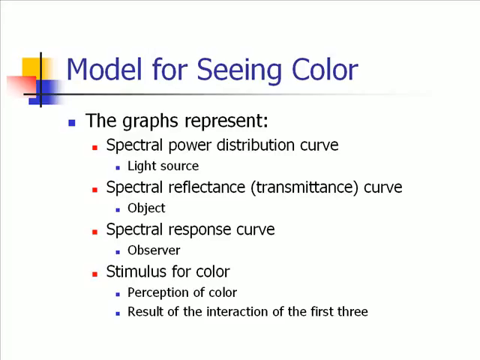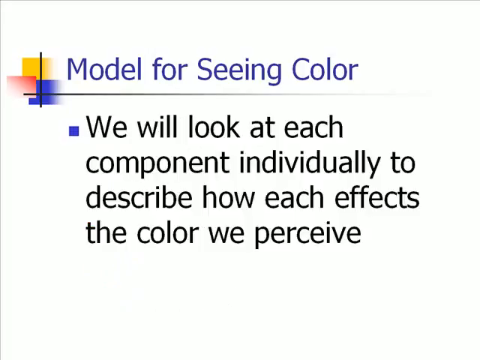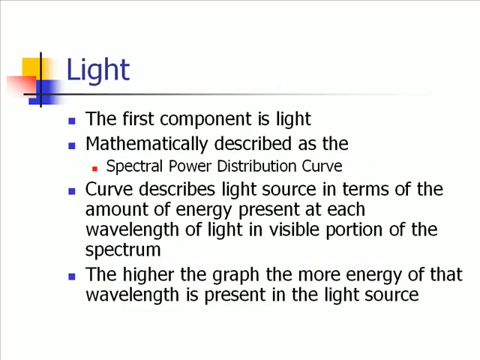We'll look at each component individually to describe how each affects the color we perceive. Each one is important in the color that we actually perceive or see. So the first one is light. We describe that with the spectral power distribution curve mathematically. The curve describes a light source in terms of the amount of energy present at each wavelength of light in the visible portion of the spectrum. The higher the graph, the more energy of that wavelength is present in the light source.